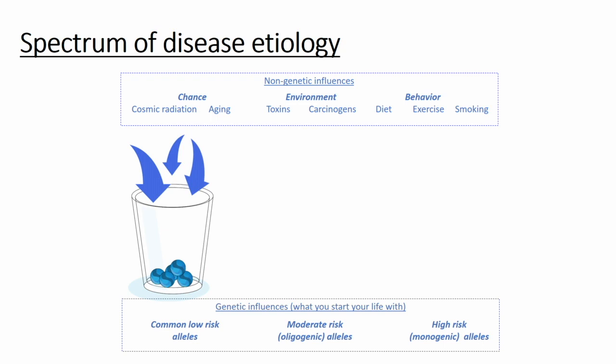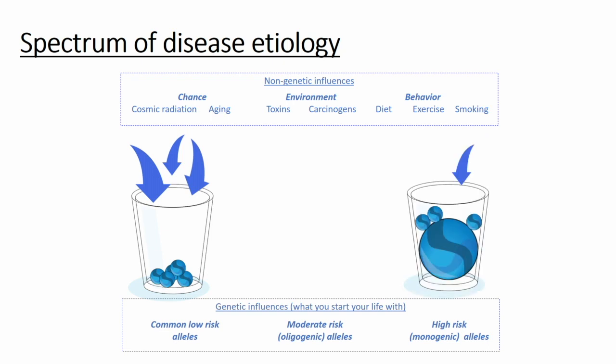You can see that for conditions that are multifactorial, you may have a small number of common low-risk alleles, and it may take a long time for that cup to fill up and for the disease to manifest. Compare that to a monogenic condition in which there's a very large marble that fills most of the cup. It doesn't take very much time or random chance for you to develop that condition. And of course, in the middle, we have the more complicated scenarios.